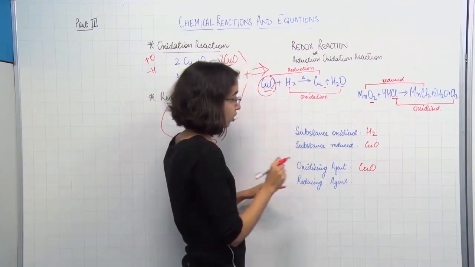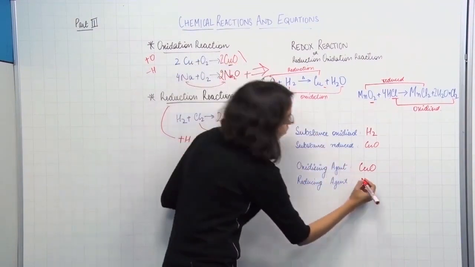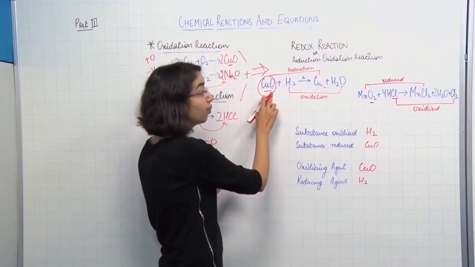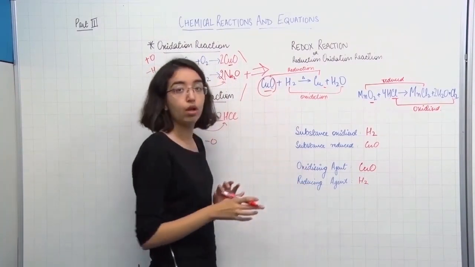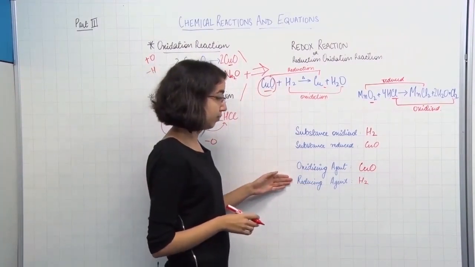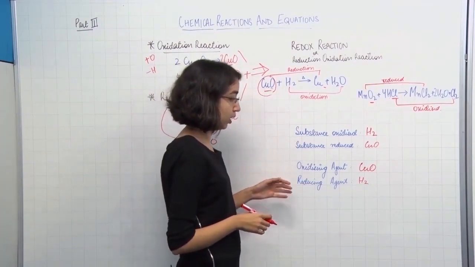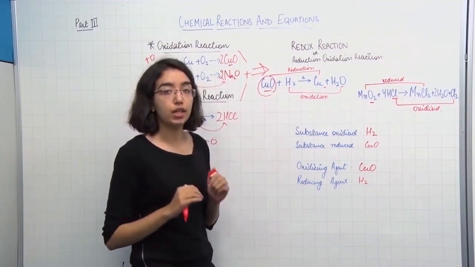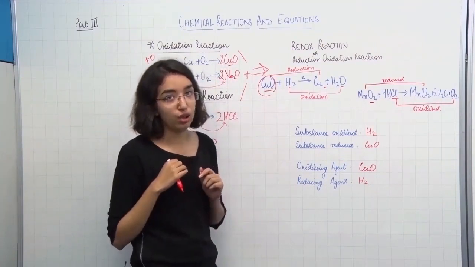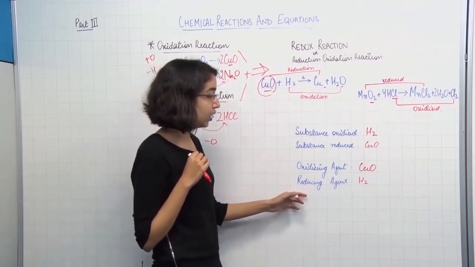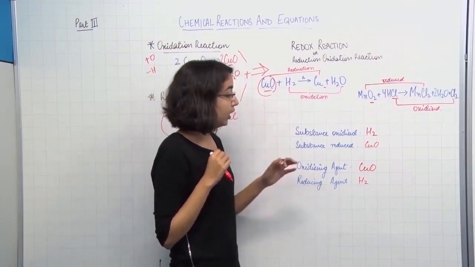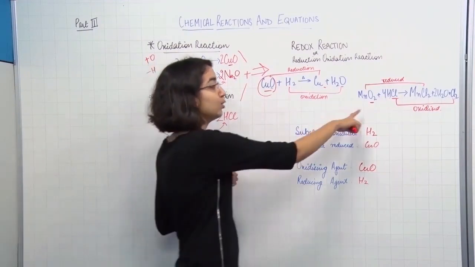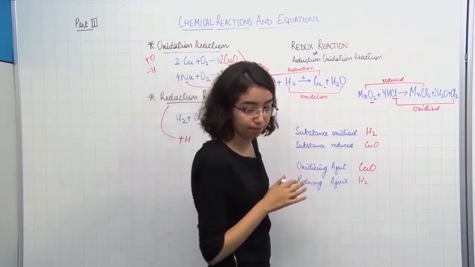Now the reducing agent. What will be the reducing agent? H2 will be the reducing agent, because H2 was what took the oxygen from copper, which made it reduce. So that is how we identify the oxidizing agent and the reducing agent. The oxidizing agent is that substance which leads to the oxidation of another substance by getting reduced itself. The reducing agent is that substance which leads to the reduction of another substance by getting oxidized. Let us try this for this equation as well.